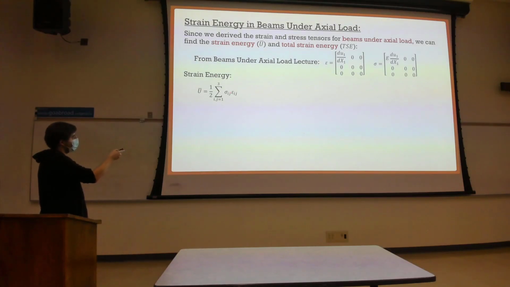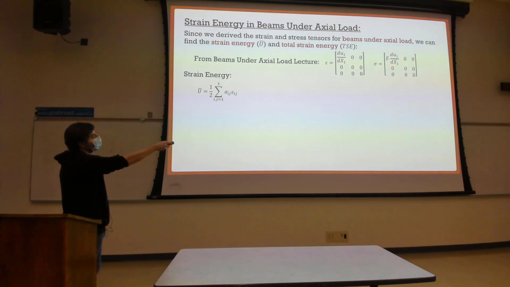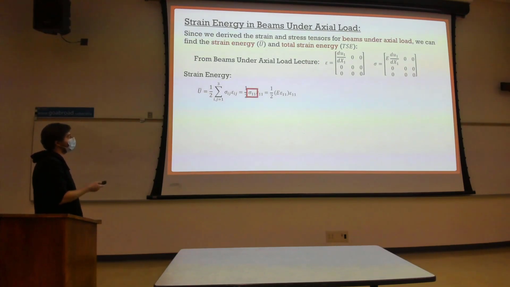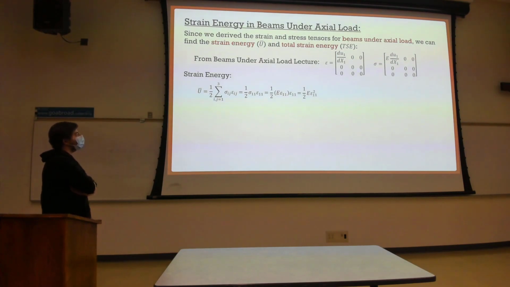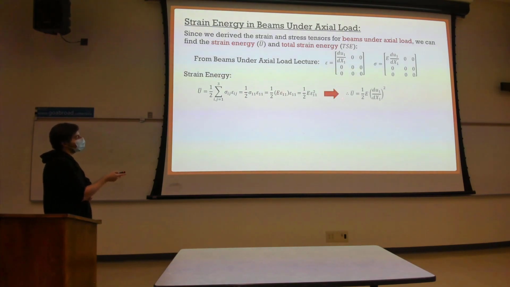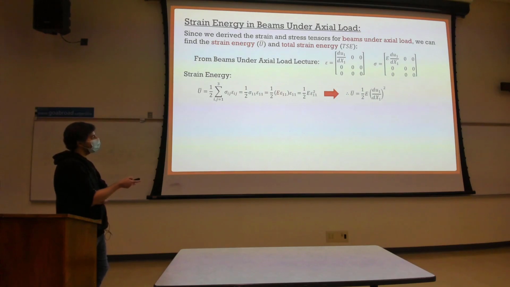So again, we go to our formula, and after we do that, we realize that there's only two components, epsilon 1, 1, sigma 1, 1. So it's going to be as follows, one half of E times epsilon 1, 1 squared. It's a uniaxial case. Now what's nice is we know what epsilon 1, 1 is. It's the derivative of u with respect to x1. So we know that our strain energy is going to be as follows.